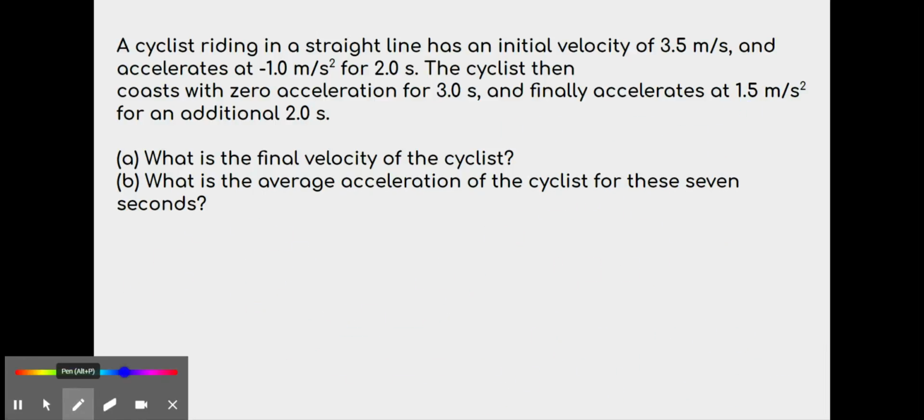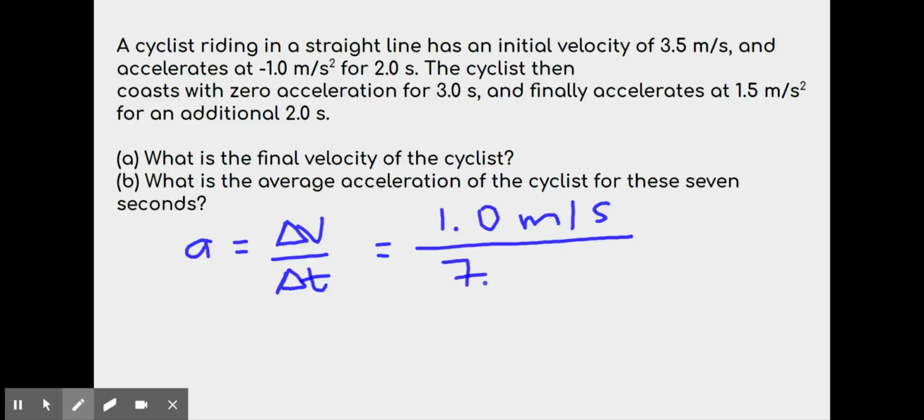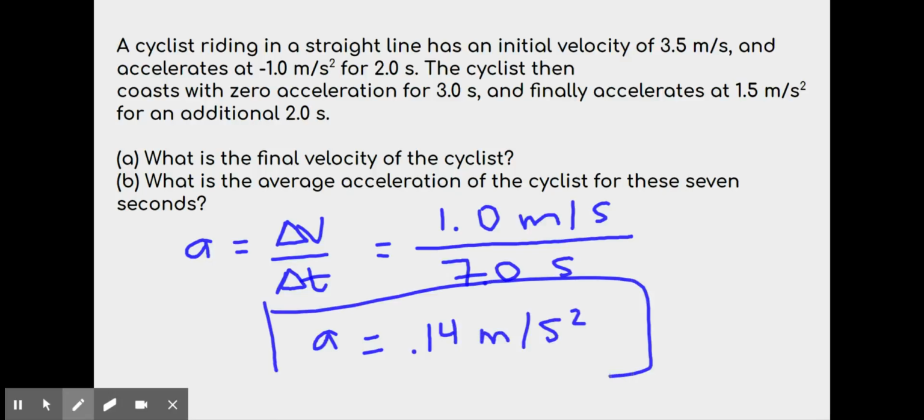So for this last part, again, a equals dv over dt. We just found that average velocity is 1 meter per second. So it changes by 1 meter per second over the whole time. And this cyclist is moving for 7 seconds, or we are recording his movement for 7 seconds. So 1 divided by 7 to the correct number of significant figures is going to tell us that the acceleration equals 0.14 meters per second squared. So that would be your final answer.